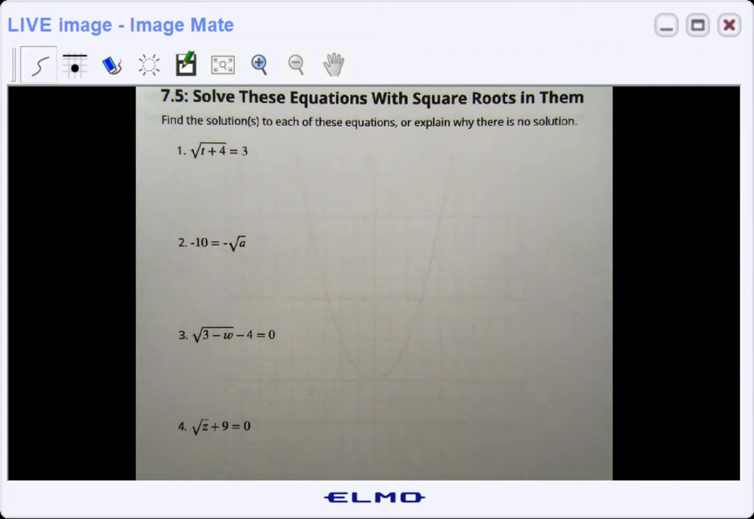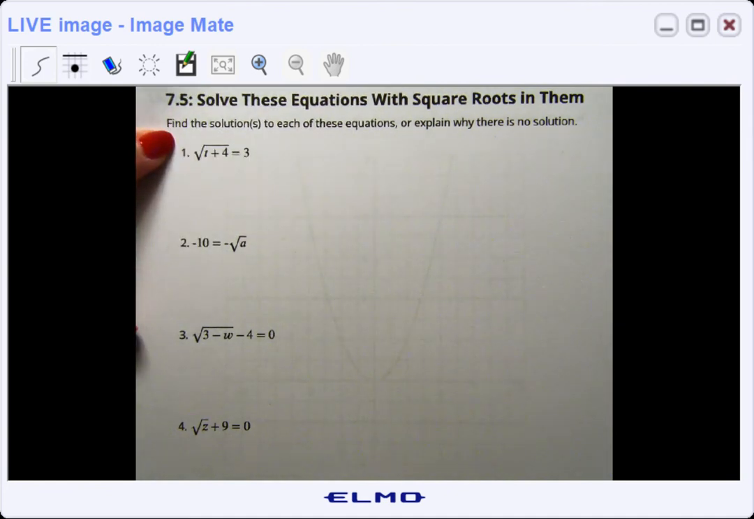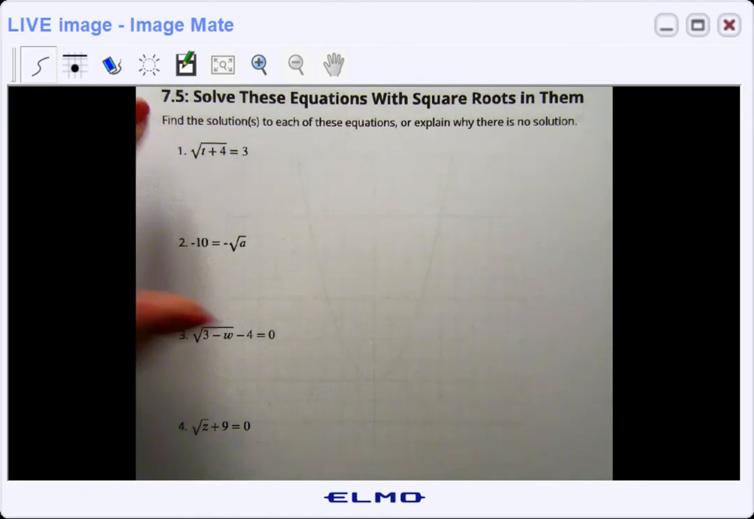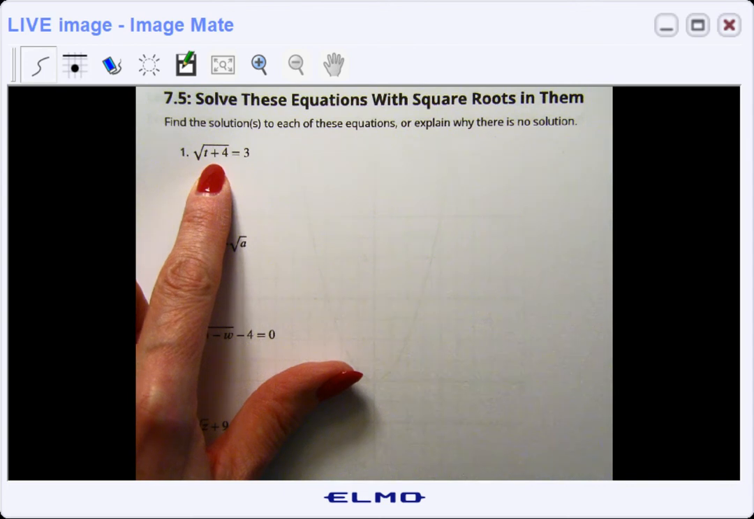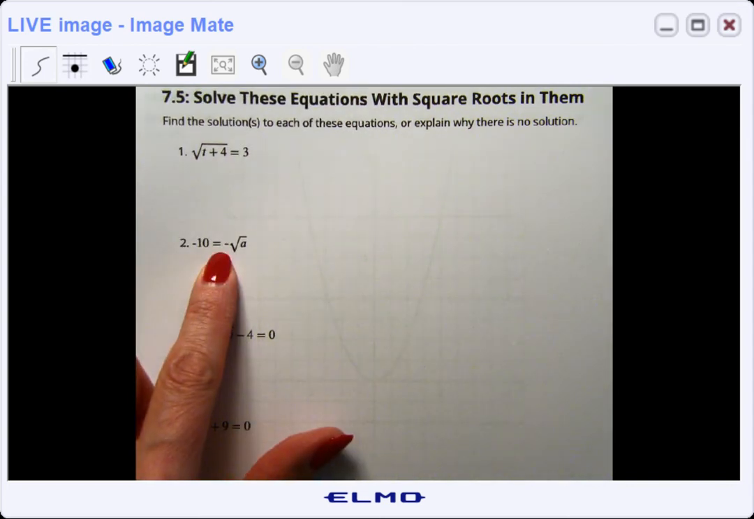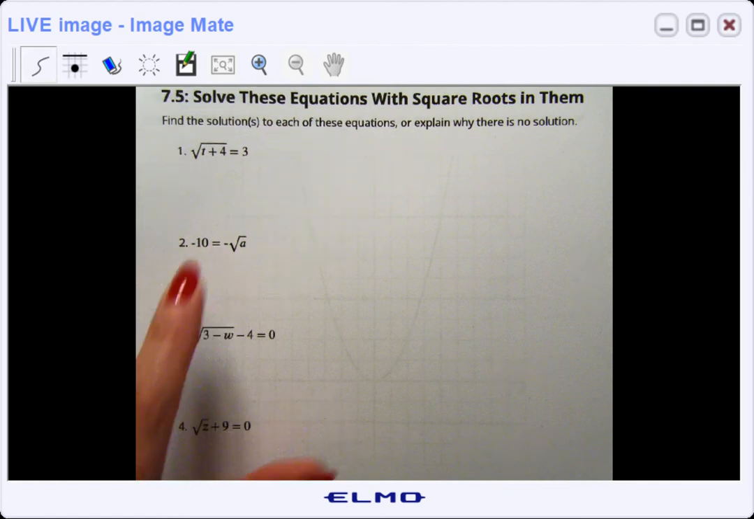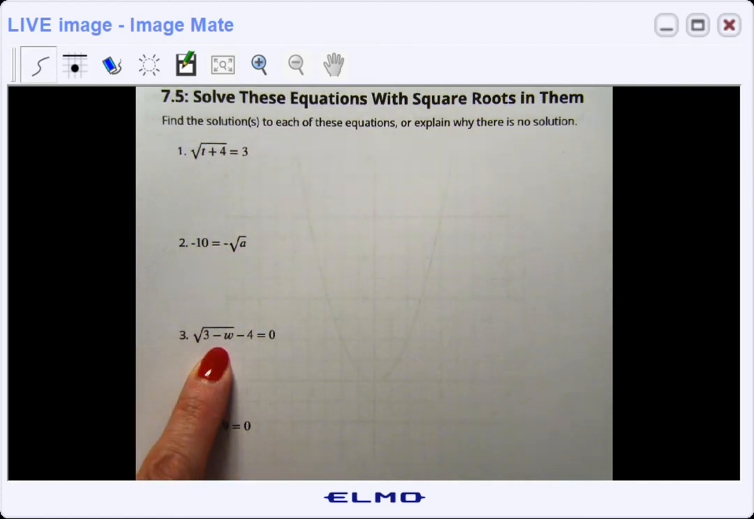Okay, so hopefully you did pause the video and now you're back to check your answers. Here we go. So the strategy to solve equations like this is to first isolate the square root portion of the equation. So this is already isolated. This one here, we're just going to divide by a negative 1. This one here, we're going to have to add the 4 first, and this one here, subtract the 9 first. So isolate the square root portion, then square both sides of the equation, and then solve as needed.